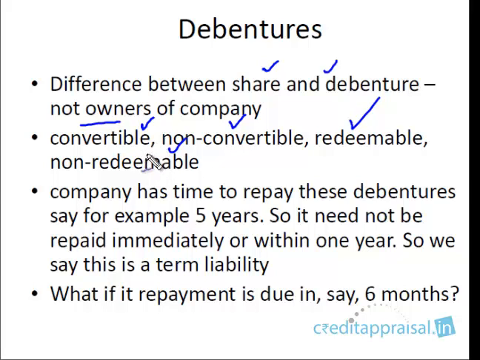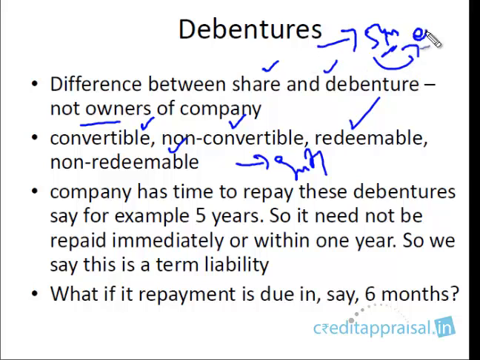Convertible means it can be converted into equity. There will be a provision right at the time of issue that after a particular period of time, say 5 years, the debenture holder will have an option to get this instrument converted into equity. So the debenture holder will now become a shareholder. He will become an owner of the company. So if it's a convertible debenture, the debenture holder has an option to convert it into a shareholding, so the debenture will get converted into equity. This is not required for you, just for the sake of information.